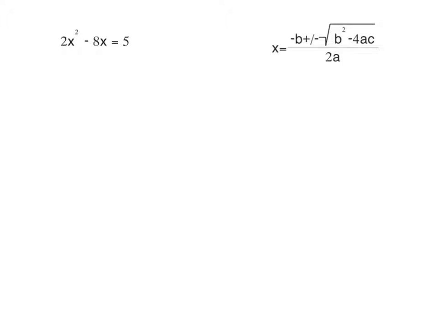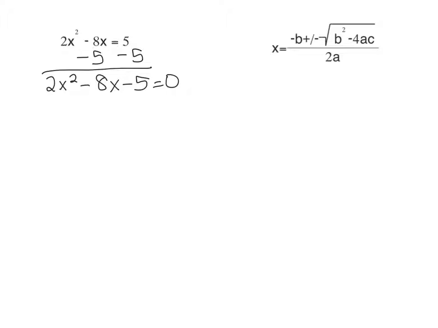So let's look at how we solve this problem. I notice that 2x squared minus 8x equals 5 is not in standard form. So the first thing I'm going to do is put it in standard form by subtracting 5. Now, is 5 like terms with either 2x squared or negative 8x? No. Okay, so this is going to be the equation 2x squared minus 8x minus 5 equals 0. Now it's in standard form.